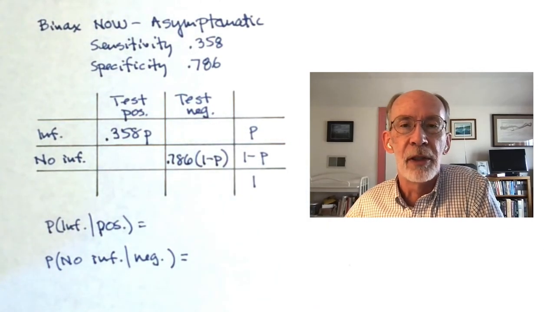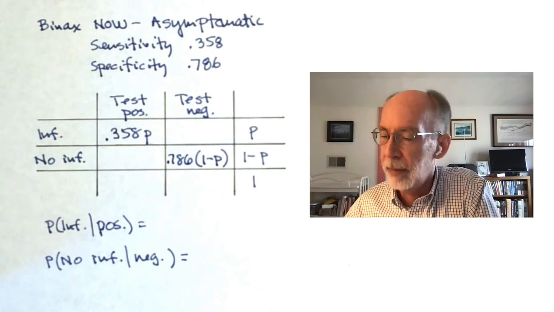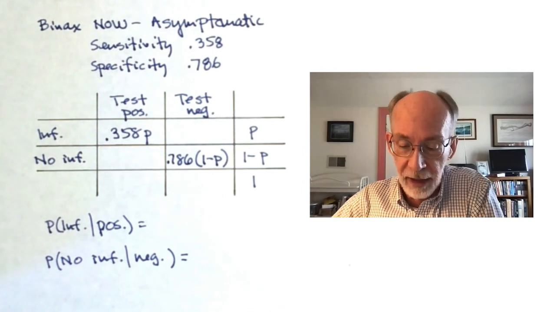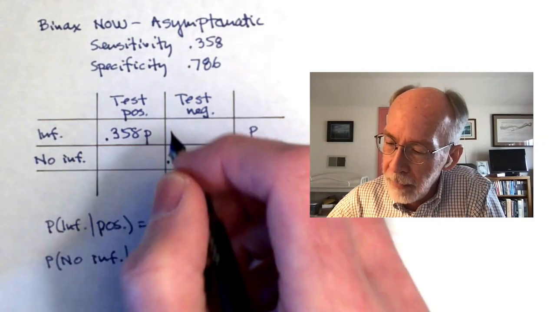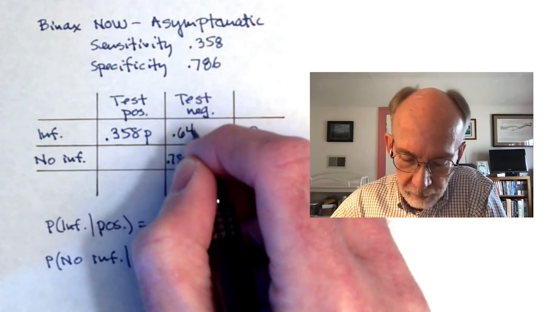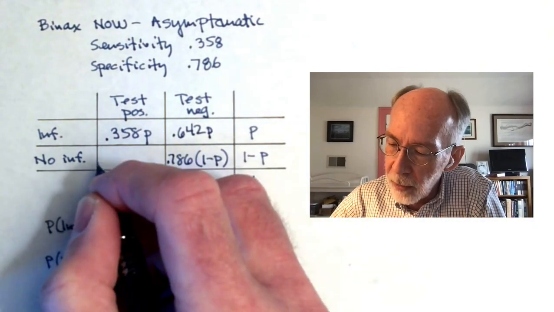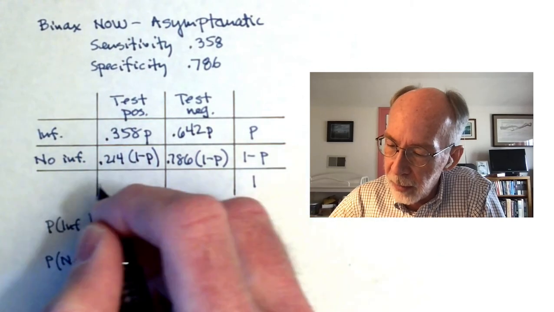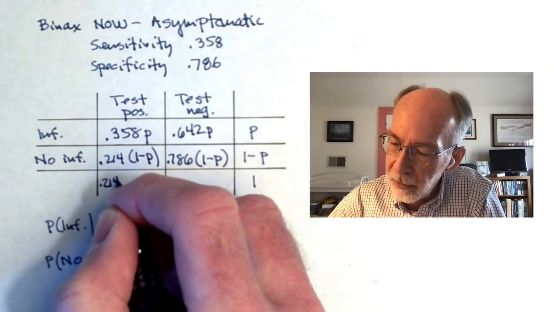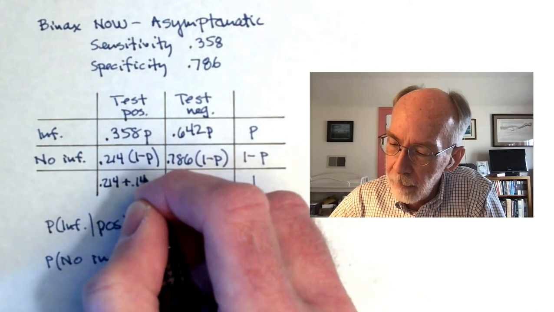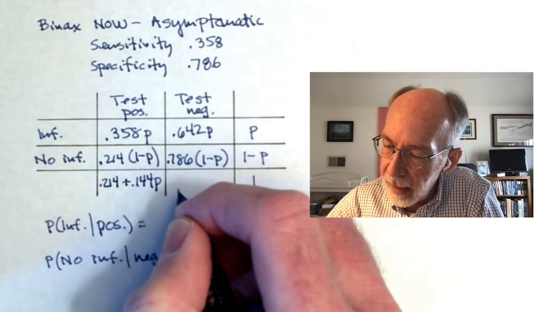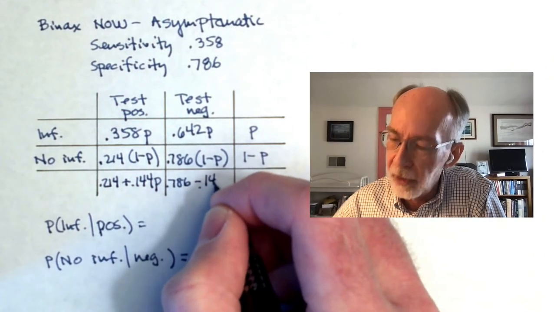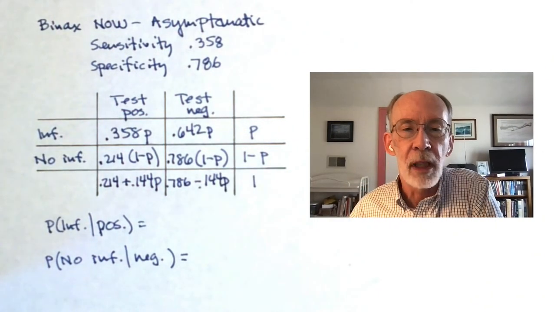And in a fashion similar to what we did with the assumption of p equals 0.05, we'll just do the arithmetic and fill these all in so that the rows and columns add up the way they need to. So this is 0.642p. This is 0.214 times 1 minus p. If I collect some like terms, this is 0.214 plus 0.144p. And this is 0.786 minus 0.144p. And to our relief, those add up to 1.